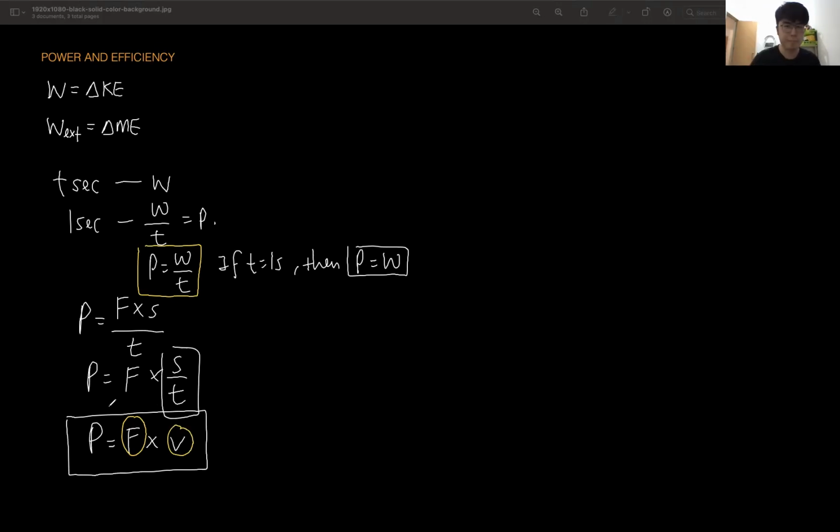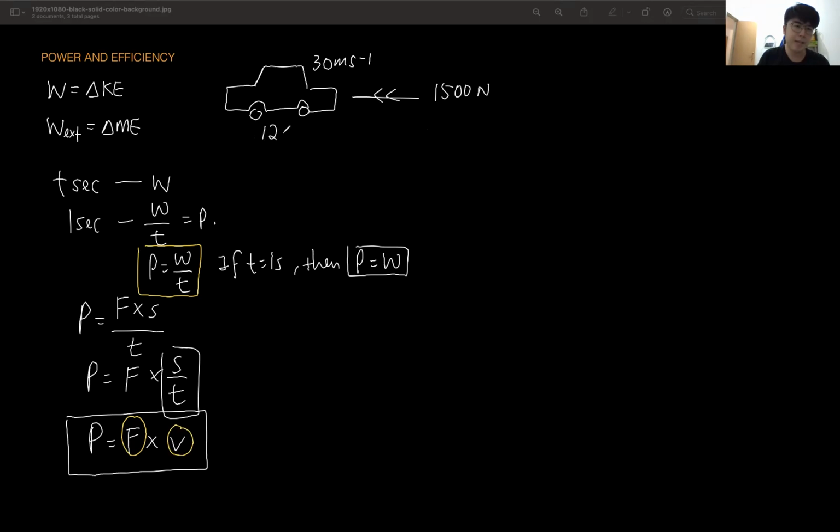Okay, let's look at an example. Suppose that there is a car moving at velocity 30 meters per second, and there's a resistive force, drag, of 1,500 Newton. This resistive force, the drag, depends on the speed of the car. It is not constant. If you move very fast, then the resistive force is very high. So this varies with speed.